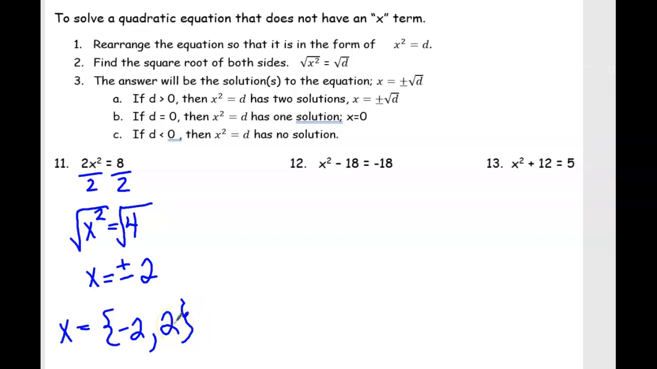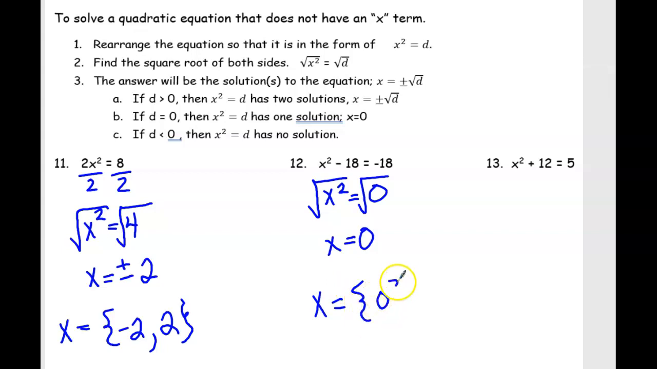When I solve this one, I end up with x squared is equal to 0. I just brought the 18 to the other side. I then take the square root, and x is equal to 0. So in this case, this is an example of just one solution. It's just going to be 0.